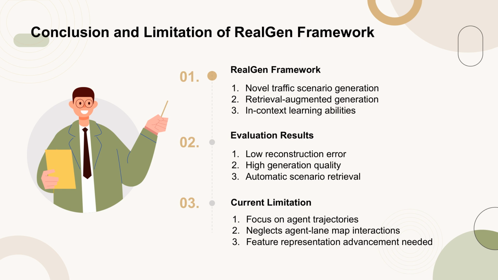However, the current limitation of the method is that the behavior encoder focuses only on agent trajectories, ignoring the complex interactions between agents and lane maps. Improving the feature representation within the behavior encoder could significantly enhance RealGen's ability to generate diverse and controllable traffic scenarios.